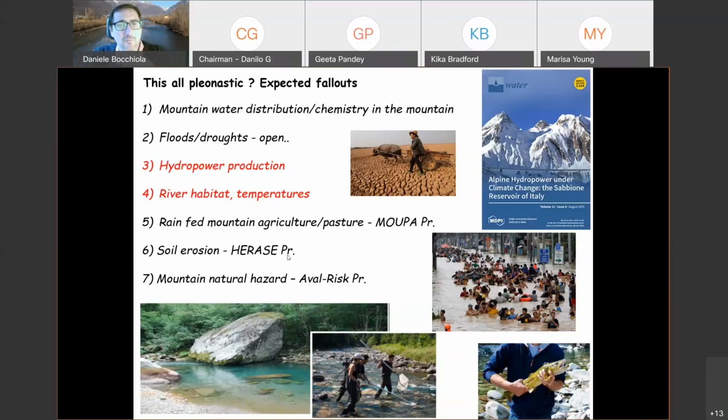Soil erosion, for instance, if you want to see on the internet, we have this E-Raise project, which was a project funded by the Cariplo Foundation of Lombardia region, where we worked, and this was related to the impact of climate change on soil erosion in the mountains. This could also be of interest. I will talk now a little bit about hydropower production, and then I will say something very quickly about temperatures and river habitat, meaning water temperatures.